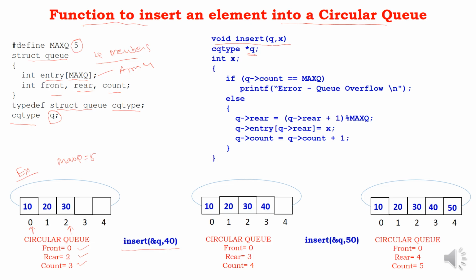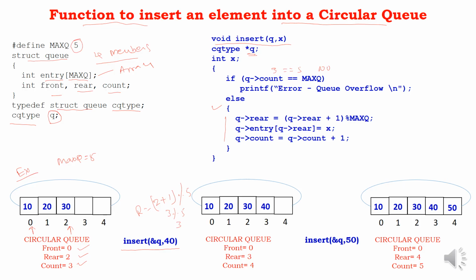See here the condition for full circular queue. If count is equivalent to max queue, what is count? Count is 3. Is 3 equivalent to 5? No. So the else part will be executed. So else, there are 3 instructions. Rear is rear plus 1 mod max q. Entry of rear is x. Count is count plus 1. So first it changes the position of rear. Rear is rear plus 1. Rear is already 2. 2 plus 1 mod max q. Max q is 5.